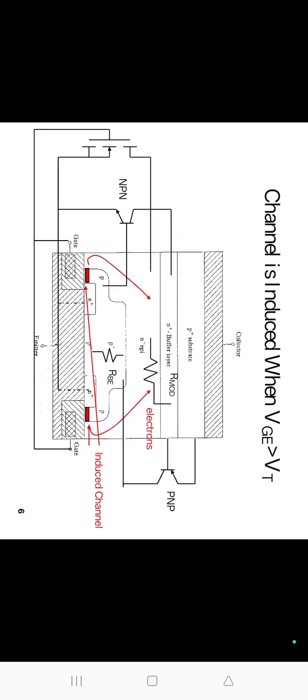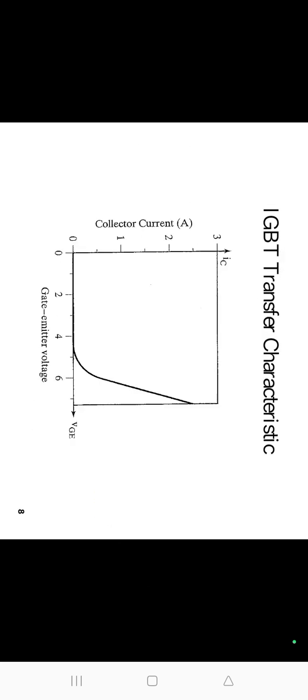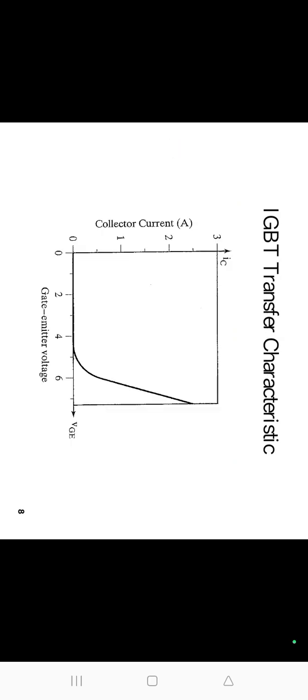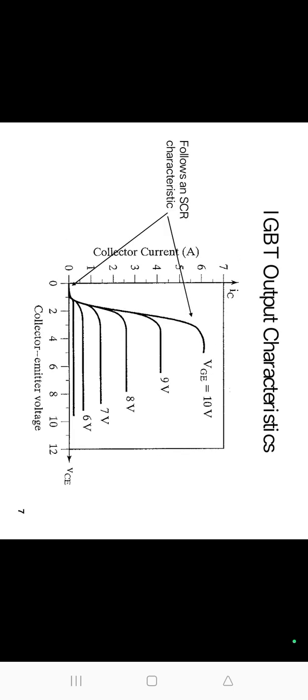Next one is the characteristics of the IGBT. First one is static, next one is dynamic. Static means static VI characteristics, here in steady state. Sometimes the collector is also called the drain and the emitter is also called the source.